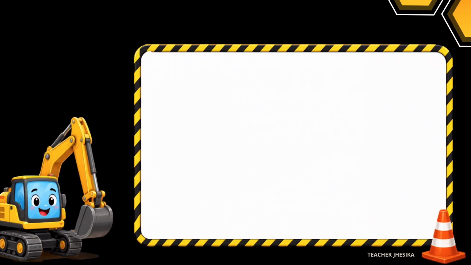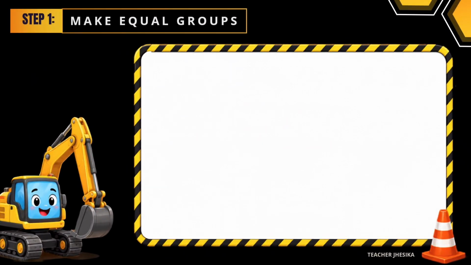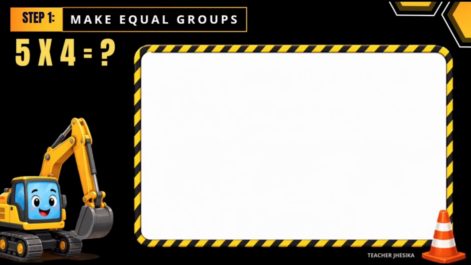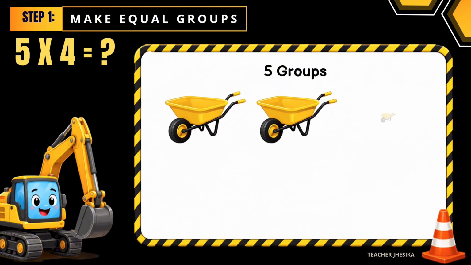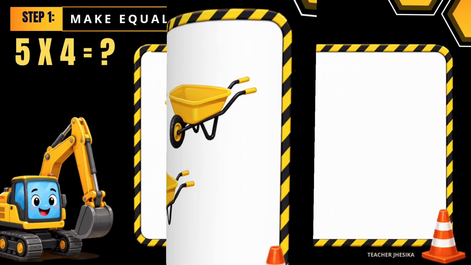Let's learn how to solve this multiplication problem step by step. Step 1. Make equal groups. We have 5 times 4 equals. Look at the first number. The first number is 5. It tells us how many groups we need, so let's prepare 5 wheelbarrows. Each wheelbarrow represents one group. Let's count them together. 1, 2, 3, 4, 5. We have 5 groups.